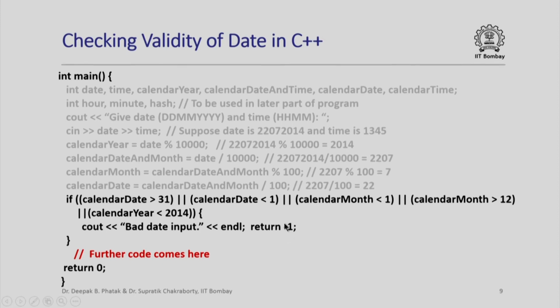So notice that I have used -1 here and 0 here. This is because when I return from here, the caller can perhaps figure out from the return value that something wrong happened, whereas here everything went right.